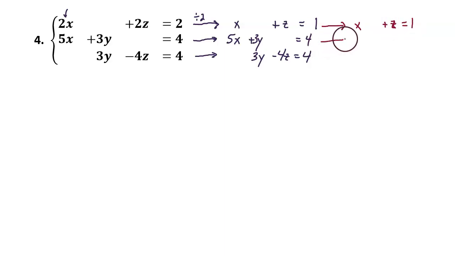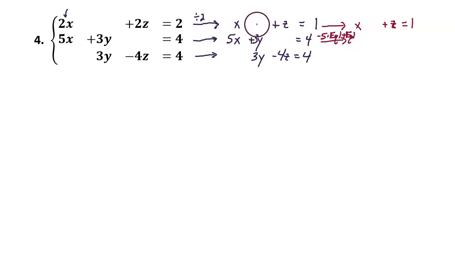I'm going to draw another arrow, and I'm going to label what I'm doing on that arrow. Negative 5 times equation 1 added to equation 2 to create a new equation 2. Now let me talk it through. Negative 5 times x is negative 5x. Negative 5x add 5x is eliminated. There is no x term here.